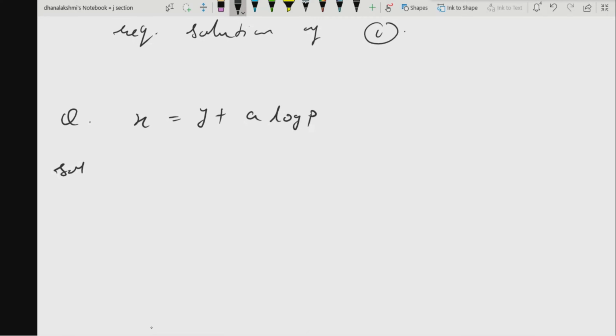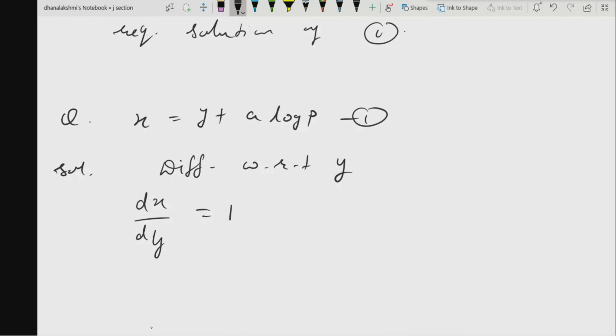Okay, so again this is one. What you will do? Differentiate with respect to which variable? Y. So here you will get dx by dy, and for the right side with respect to y, that will be 1 plus a as it is. For log p, it will be 1 by p, and for p, it will be dp by dy. Now dx by dy is nothing but 1 by p. So 1 plus a by p dp by dy.